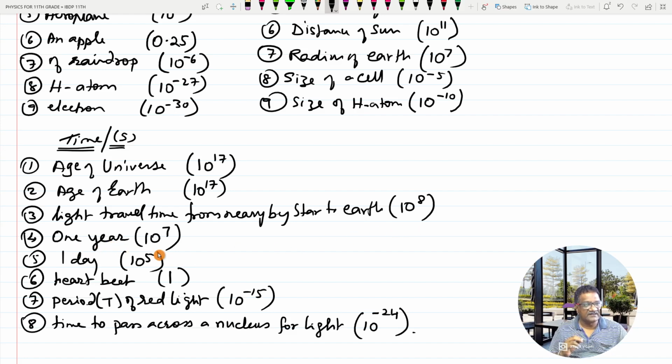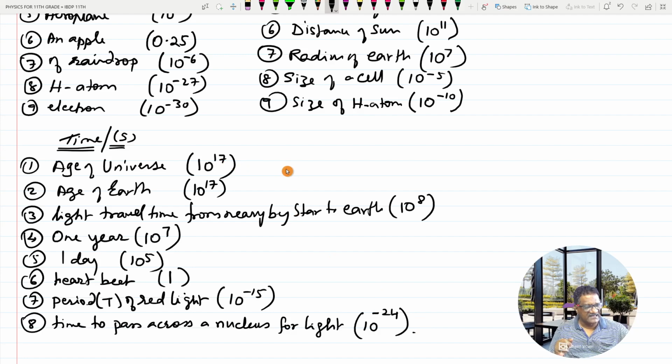In 1 year, the time is 10 raised to 7 seconds. In 1 day, 10 raised to 5 seconds. A human heartbeat is 1 second. The time period of red light is 10 raised to minus 15 seconds. And the time for light to pass across a nucleus is 10 raised to minus 24 seconds. 10 raised to minus 24 seconds is a very small unit, and 10 raised to 17 is a very big unit.